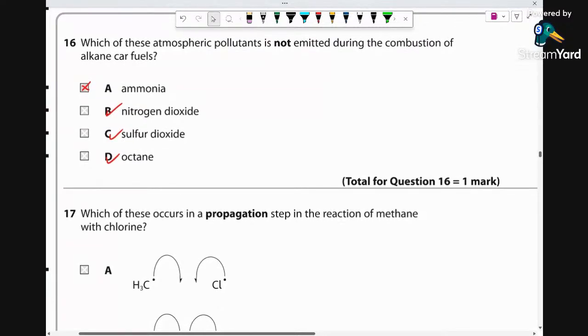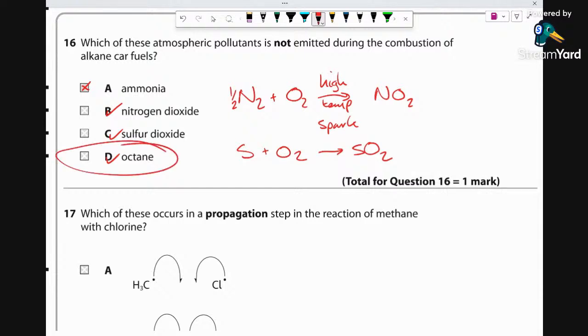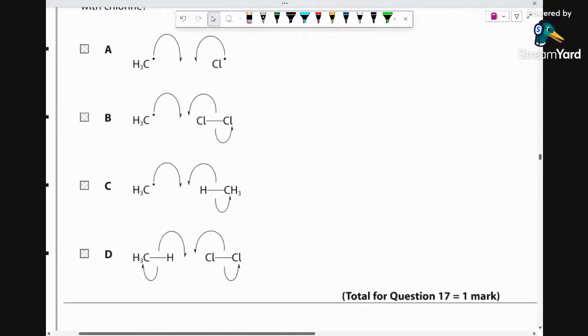Just, by the way, if you're wondering where the nitrogen dioxide comes from, nitrogen plus oxygen in the air at high temperatures at the spark plug, high temp, spark, forms NO2. Balance the equation. Sulfur dioxide comes from sulfur impurities to form SO2. Both of these gases cause acid rain. Octane is the one that other students might pick, but this is called unburnt fuel residue. We don't burn all the fuel. Some of it escapes unburnt, so it's spat out as a product. That's a clever question. Like that one. Hopefully everyone will pick ammonia though, because that's madness.